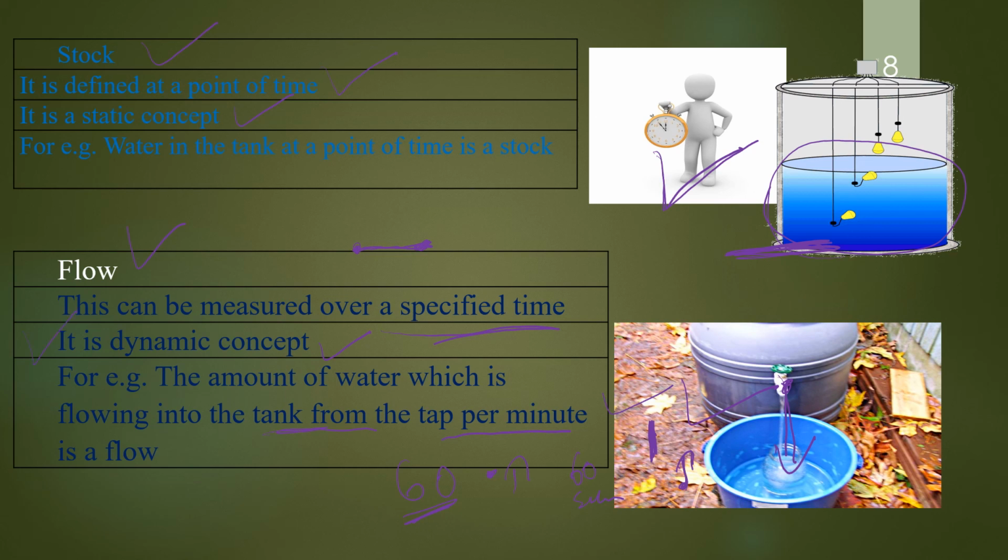You can consider food grain stock and foreign exchange reserves as stock concepts. Exports, imports, or net investment, these things you can consider as flow concepts.